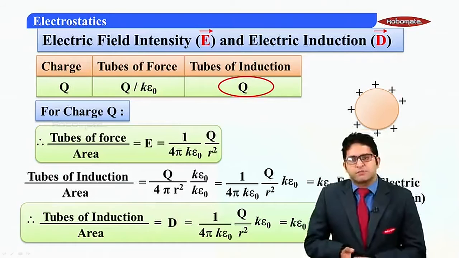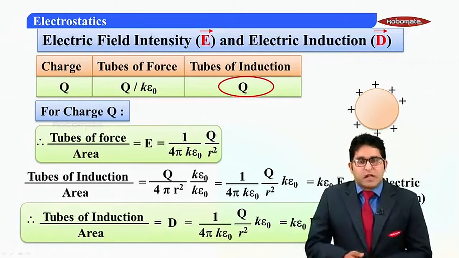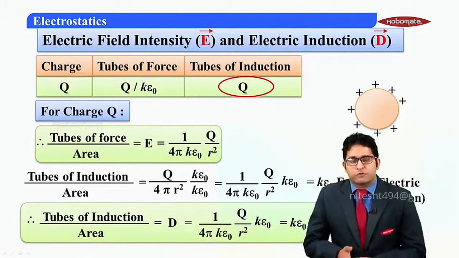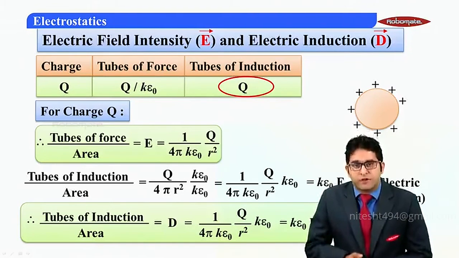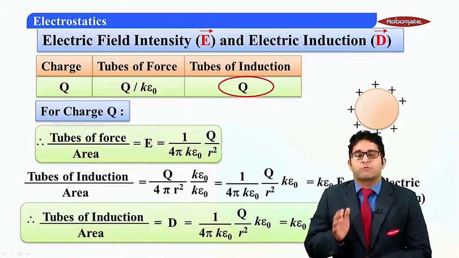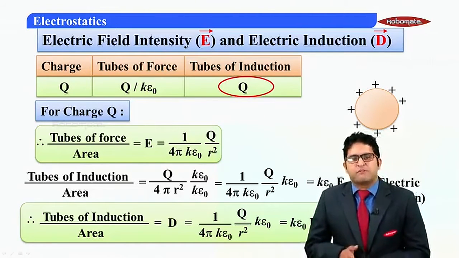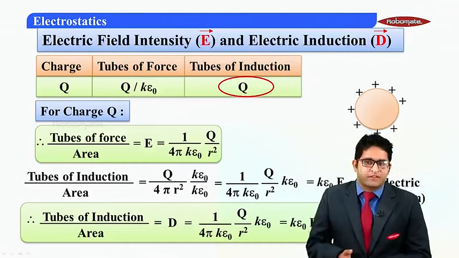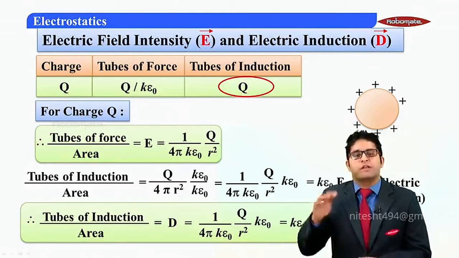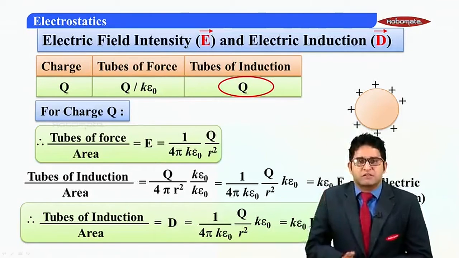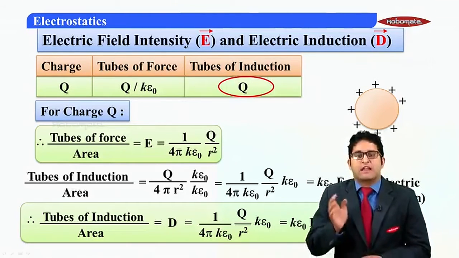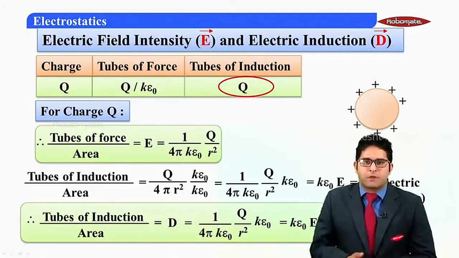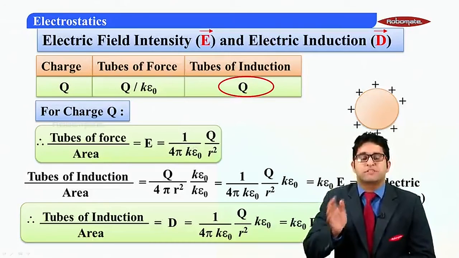Right? So students, in this particular module we have discussed the convention which gives us the total number of tubes of force and the total number of tubes of induction coming out from the charge Q. At the same time, we have also learned that tubes of force per unit area is electric field intensity, and tubes of induction per unit area is electric induction given by symbol capital D, and it is also equal to k epsilon naught times capital E, or epsilon times capital E.